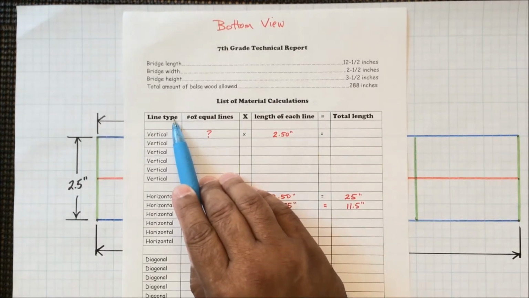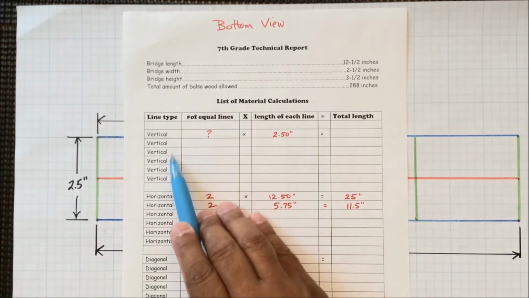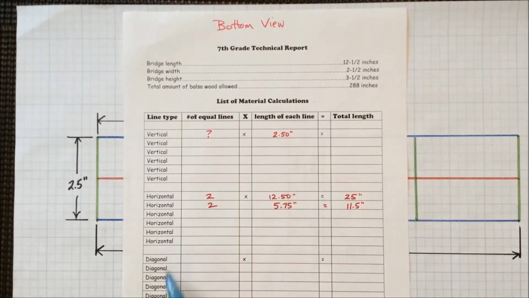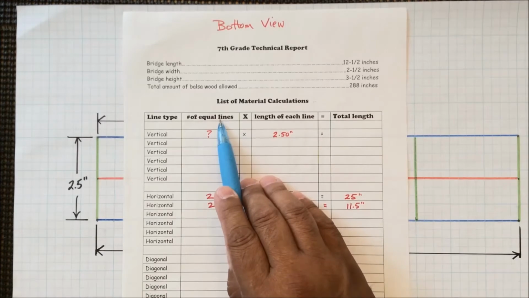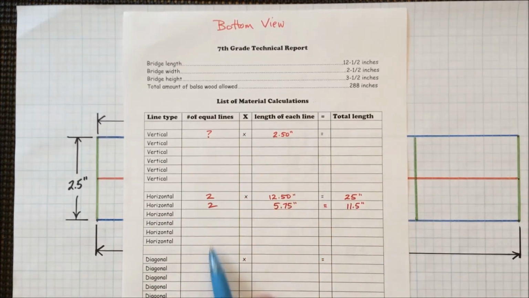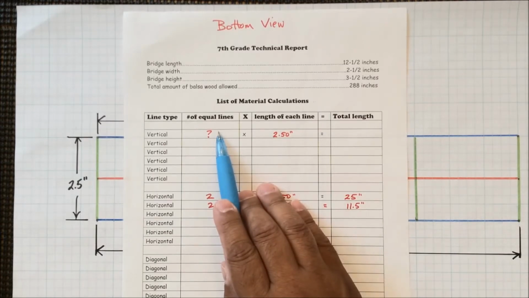We have the line type. That means what type of line are you measuring. Your choices are vertical, horizontal, or diagonal. Then we're going to take the number of equal lines. That would be all the lines that are the same length. We're going to record how many lines you have on your design that are the same length.